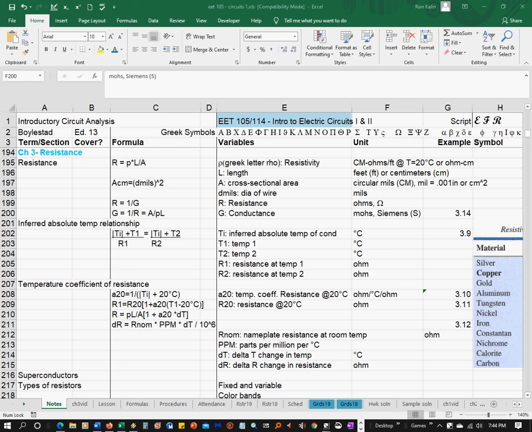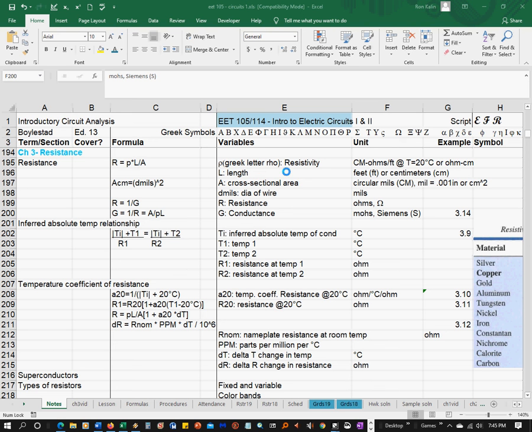EET 105, Chapter 3, Resistance. Resistance is the ability of a material to resist the flow of electricity, like current flow. The formula for resistance is rho times L divided by A.